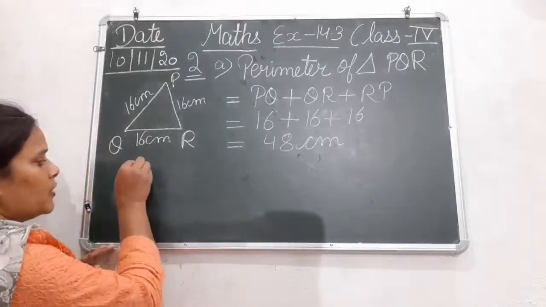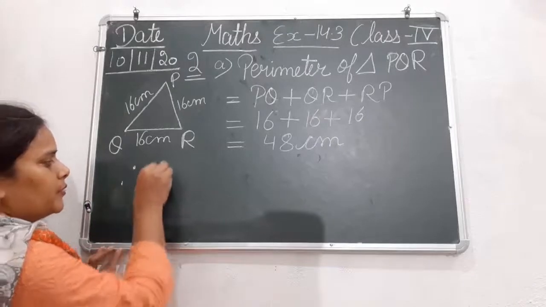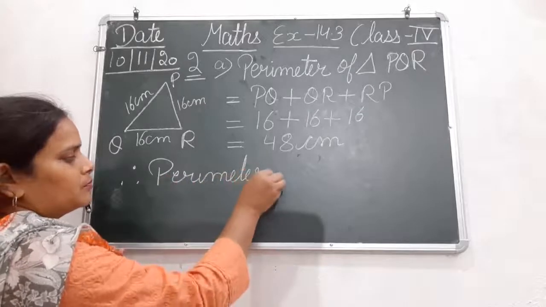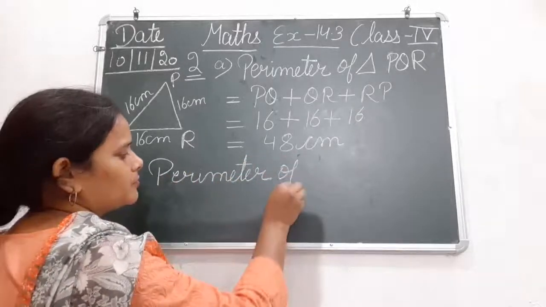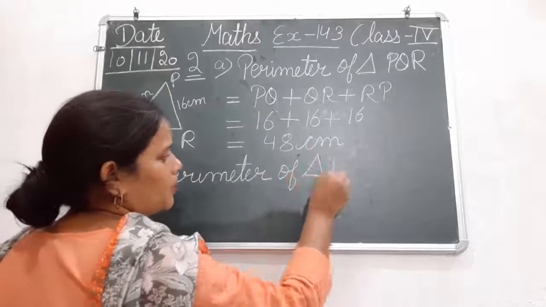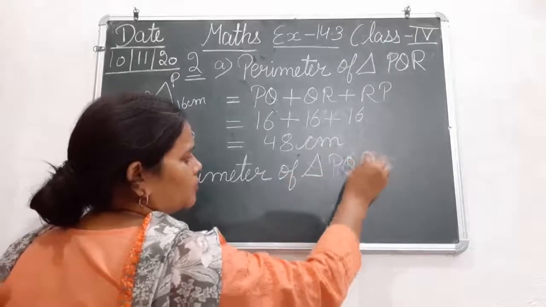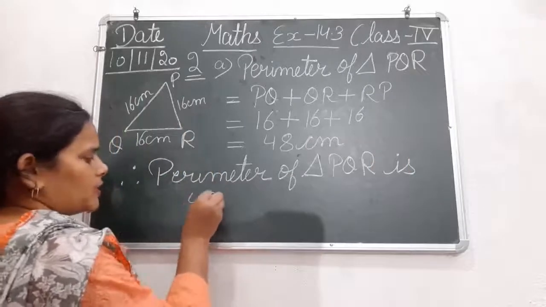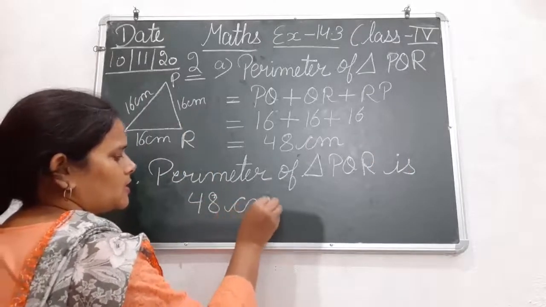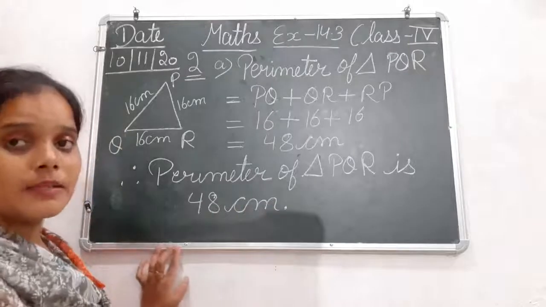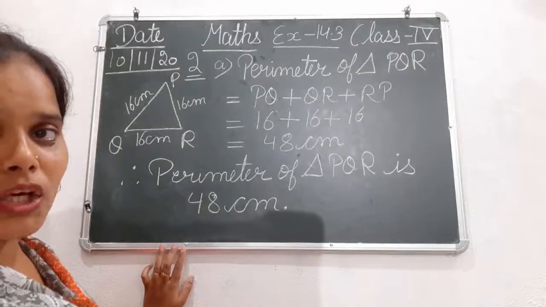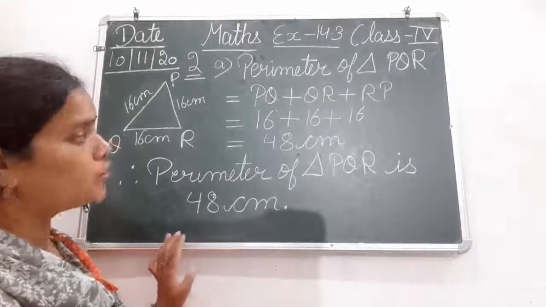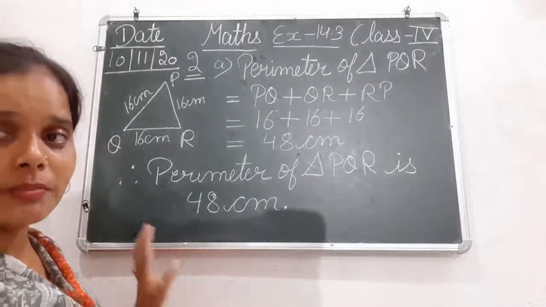So at last you will write a solution sentence. Therefore, perimeter of triangle PQR is 48 centimeter. This is the perimeter of the triangle PQR is 48 centimeter. Okay, so this is the solution of A part of question number 2.